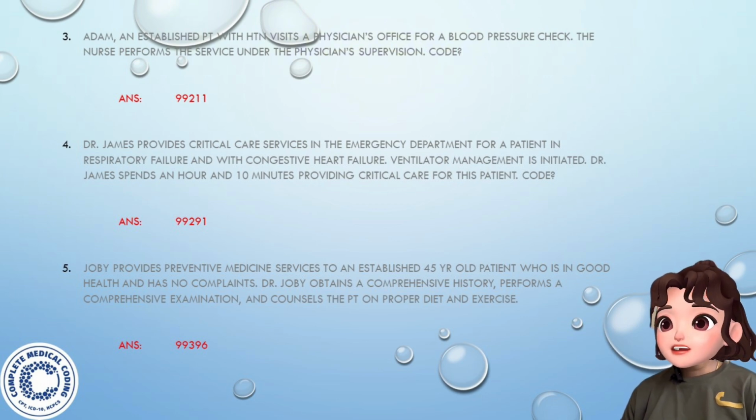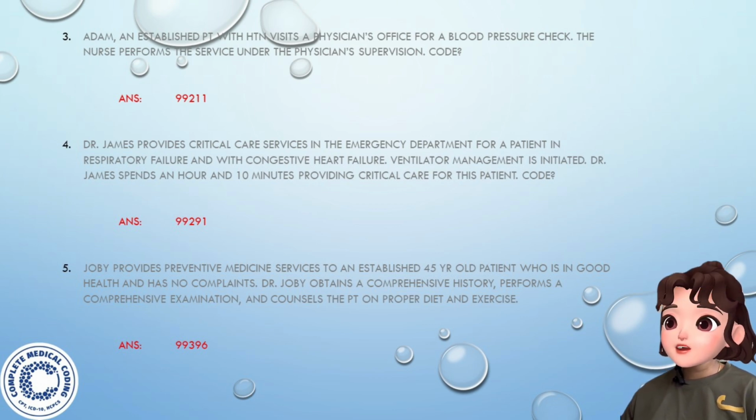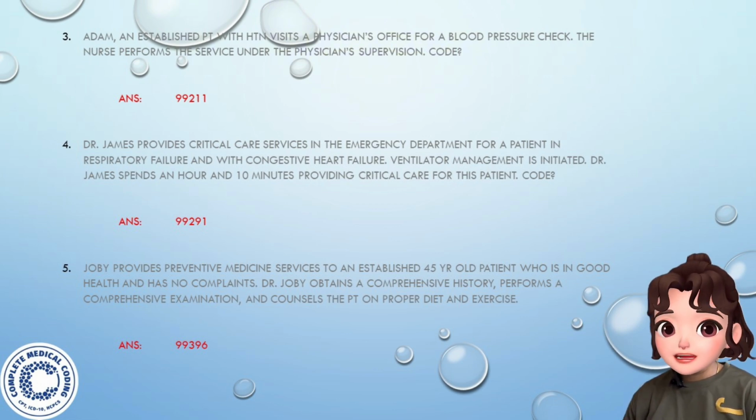Next question. Dr. Joby provides preventive medicine services to an established 45-year-old patient who is in good health and has no complaints. Dr. Joby obtains a comprehensive history, performs a comprehensive examination and counsels the patient on proper diet and exercise. So this is a code related to preventive medicine. So you need to go to the preventive medicine codes. In that you can see this is an established patient. That's also mentioned there. So go to preventive medicine and take established patient. The starting is from 99391.